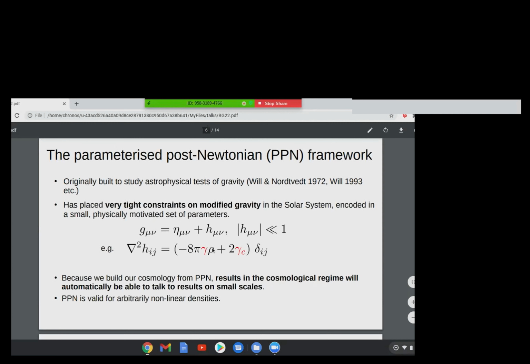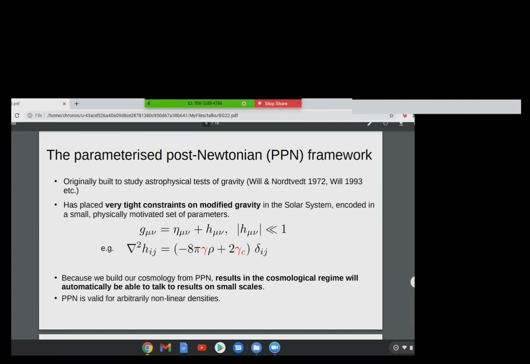So for example, the parameters I've shown in red. Gamma is the famous light bending parameter, which has been very, very tightly constrained to be very close to the GR value of 1. And then an additional one, gamma C, which we introduce for a sensible cosmological background. But I don't want to get too hung up on the specific details. The point is that we have this framework that very tightly describes gravity on small scales.